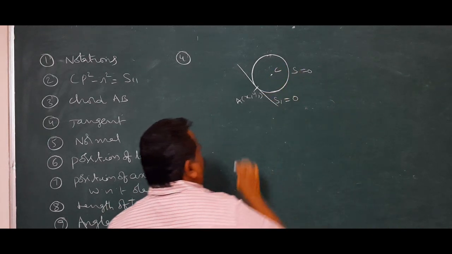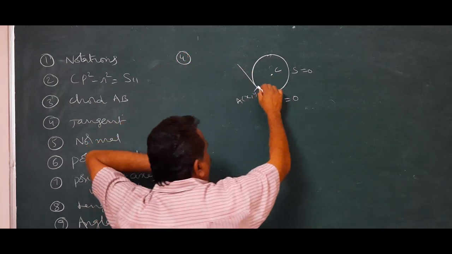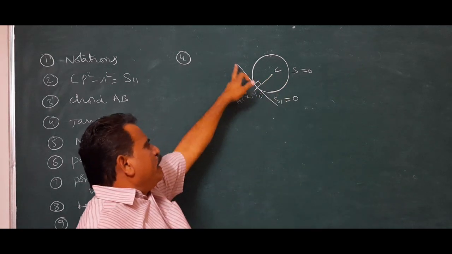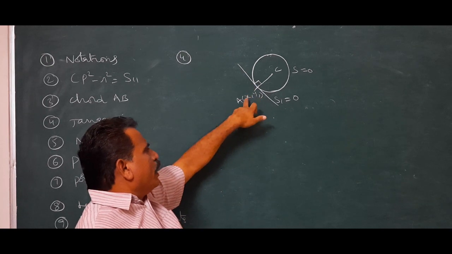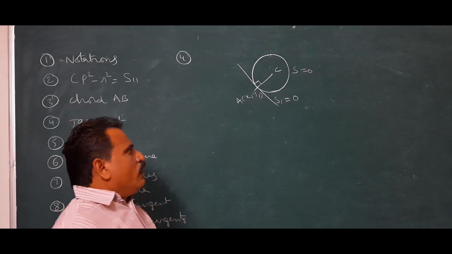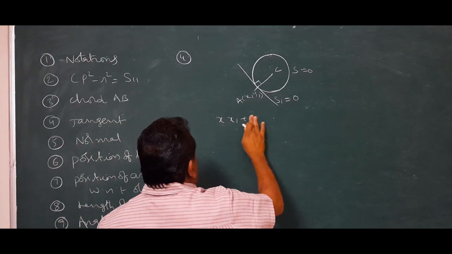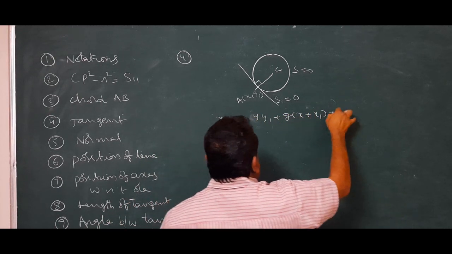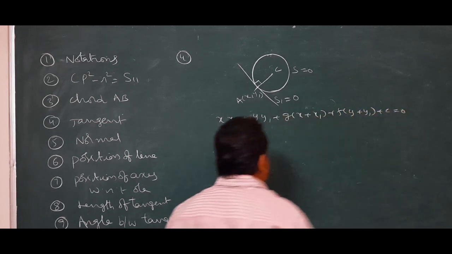The center is (-g, -f). We get the slope of AC, then the perpendicular slope, which is nothing but the tangent slope. Using the point-slope form, where the point is A(x1, y1), we get the equation of the tangent, which is nothing but S1 = 0, that is, xx1 + yy1 + g(x + x1) + f(y + y1) + c = 0.